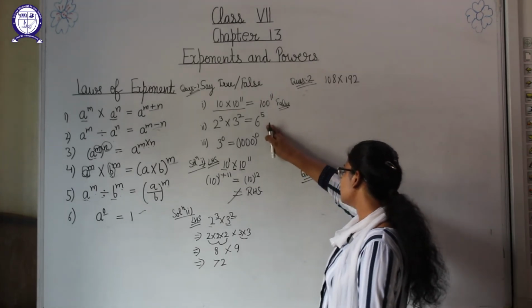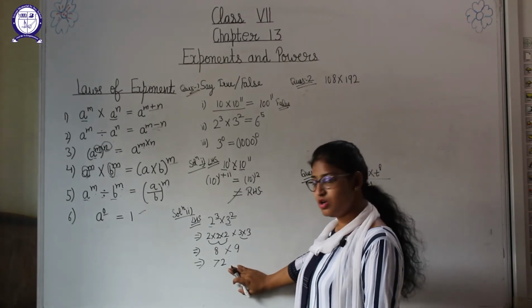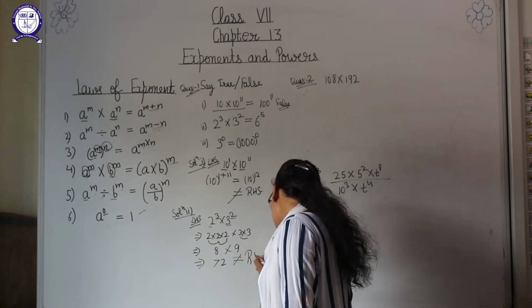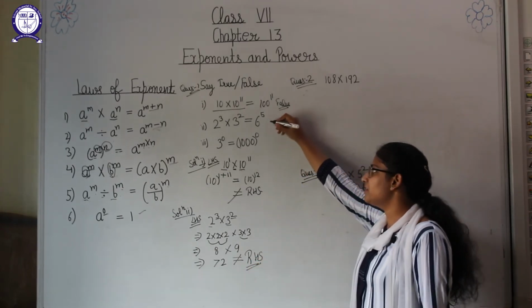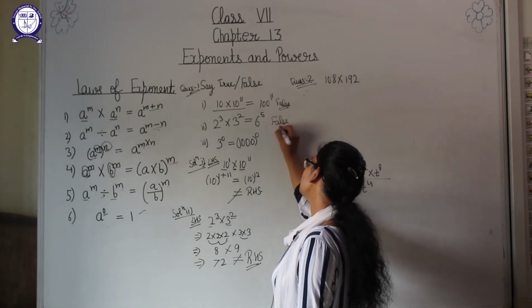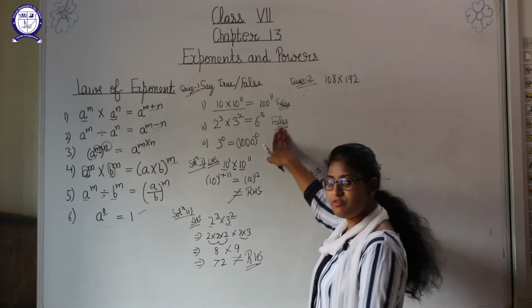Now is 6 raised to the power 5 equal to this LHS? No. So we will write that this is not equal to our RHS, because our RHS is 6 raised to the power 5. It means this statement is also false, as we are not getting our LHS equal to RHS, means this will be false.